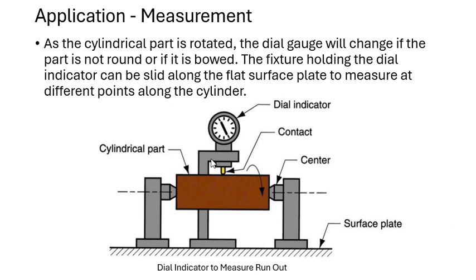We use this instrument gauge in applications like alignment, checking misalignment, and measurement. Here is the cylindrical part. This part is rotated, and your part is colored brown in this diagram. The dial gauge is going to change if the part is not round or if it is bent.